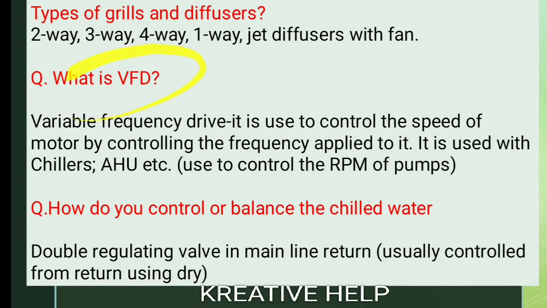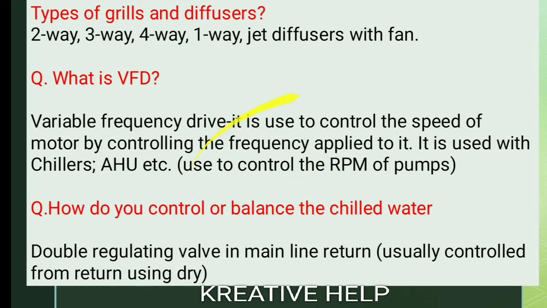What is VFD? I have seen in international forums that at the time of recruitment they basically ask what is VFD and what is the chilled water control balancing system for HVAC. So VFD is the variable frequency drive. It is used to control the speed by controlling the frequency. If you want to know more about VFD, you can watch my basic full course of HVAC. I have mentioned all these things. Basically VFD is like a machine which controls the speed of a motor by controlling the frequency.